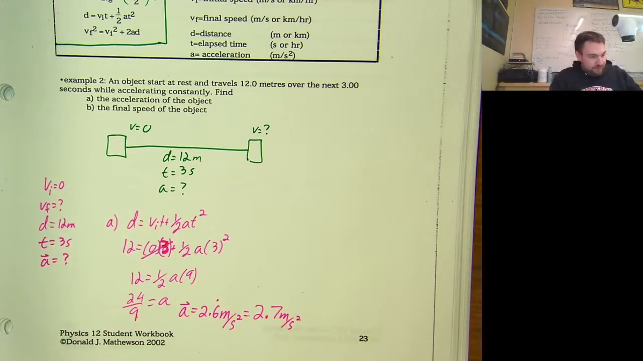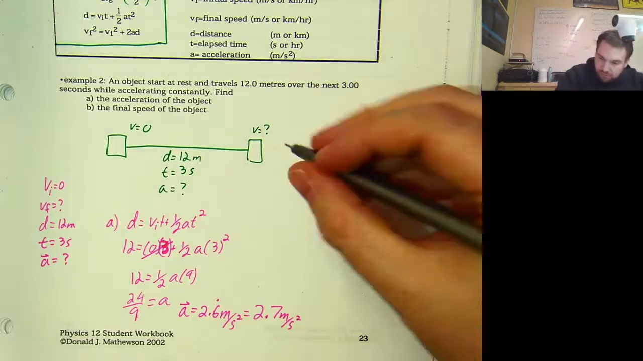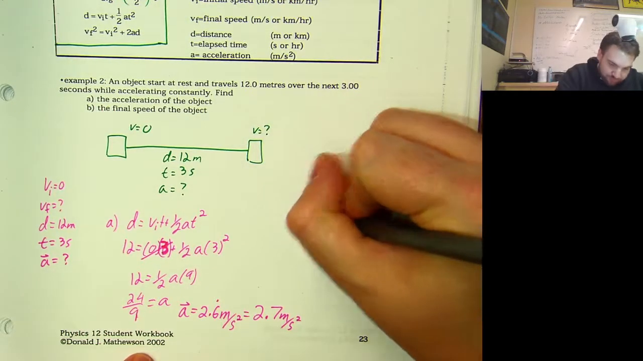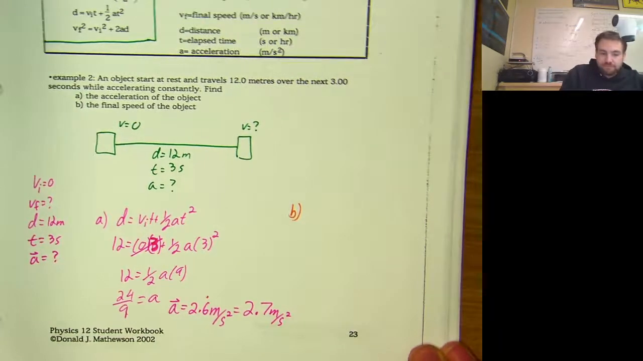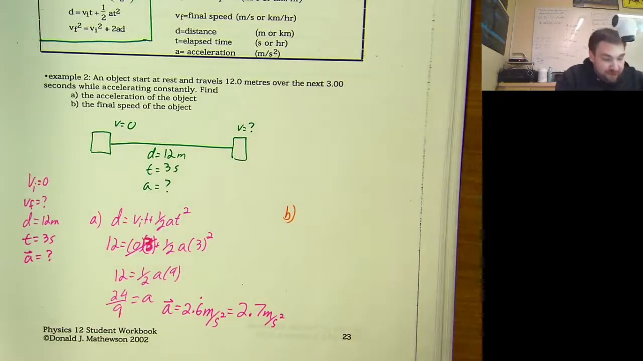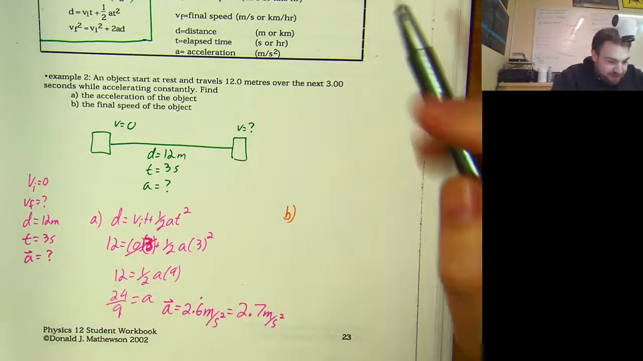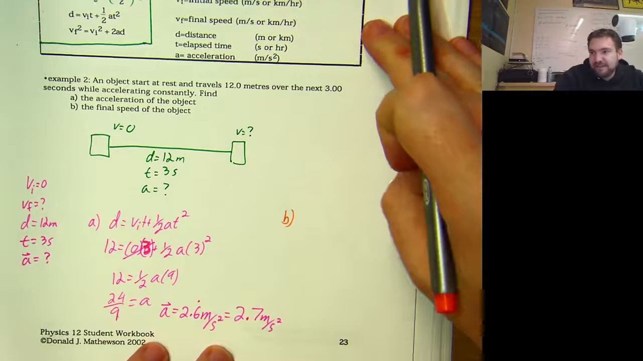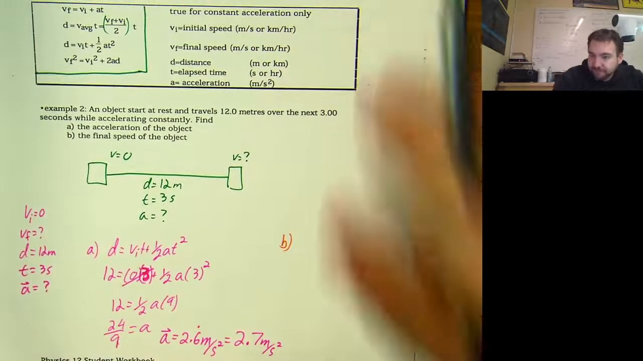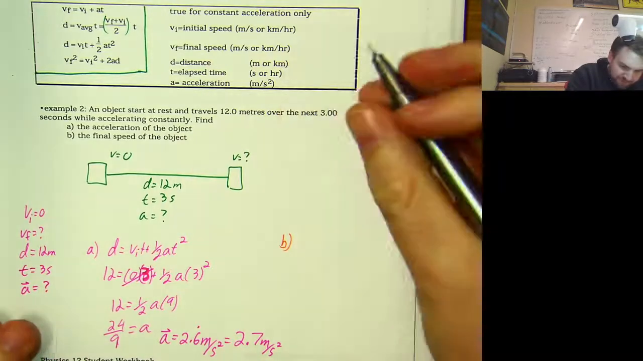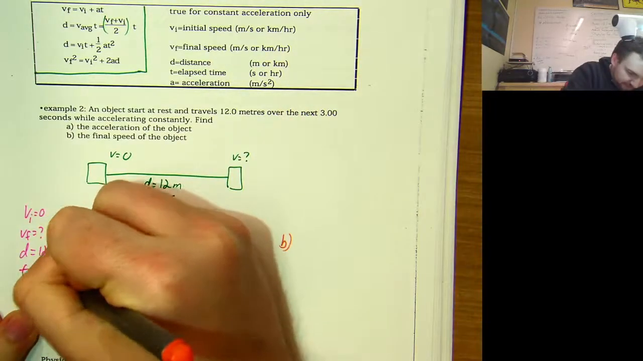Here's B. Let's use orange. We want to find the final speed of the object. The final speed of the object can be found. Well, now we can use basically any of the kinematic equations because we have all of the other information.